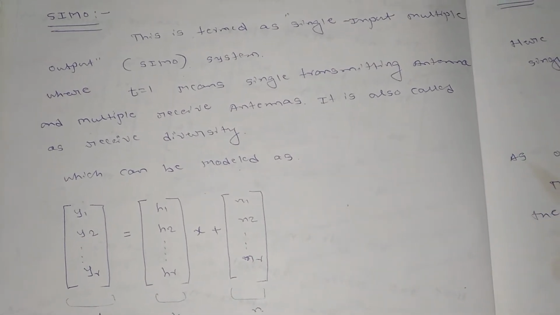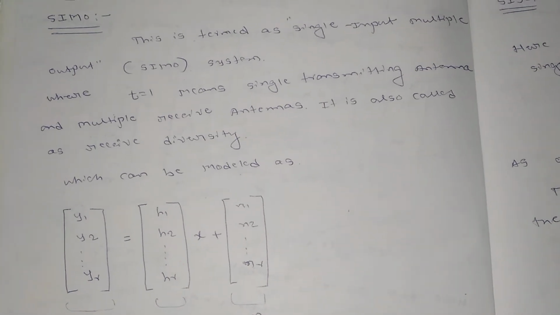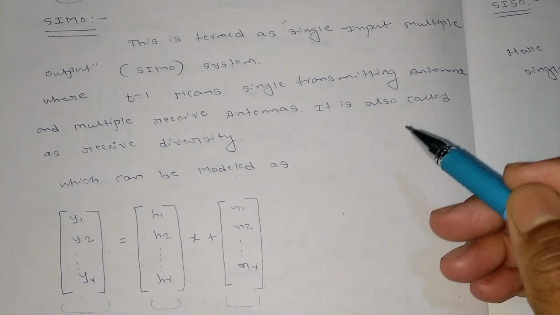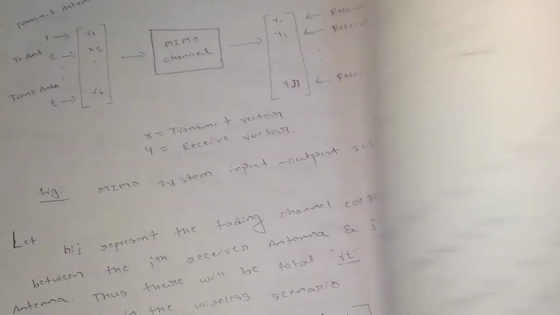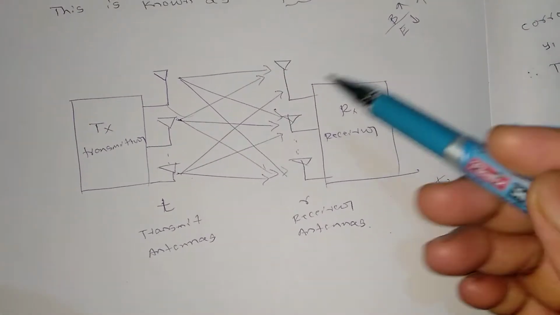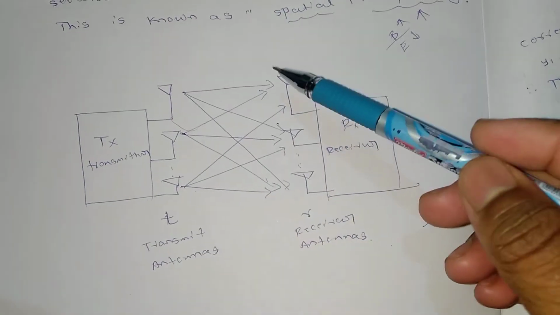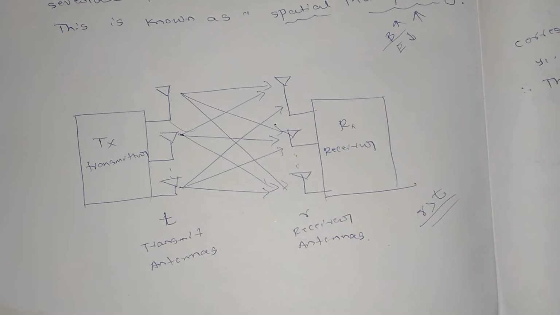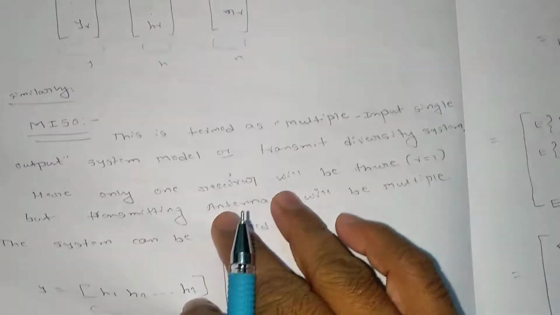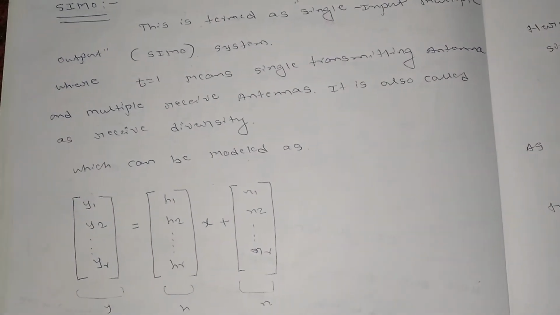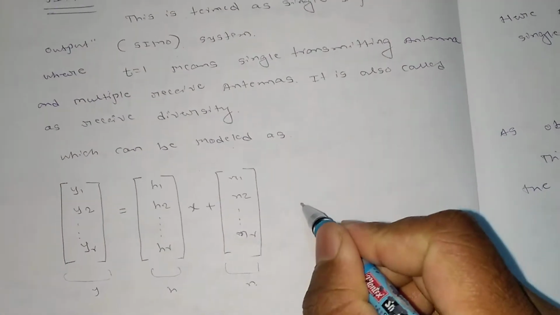Alright, so I will make it simple by explaining in terms of diagrams as well. So single input multiple output. Generally if it is a MIMO system, then we will be having something like this. This is the MIMO system where multiple antennas are at the transmitter and multiple receiving antennas are there. But if I convert the same thing to SIMO, that is single input and multiple output, I will be having something like this.